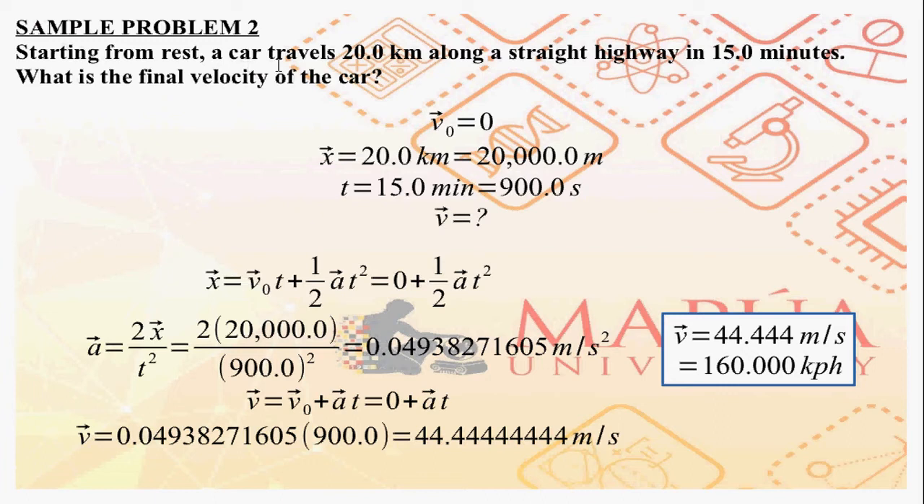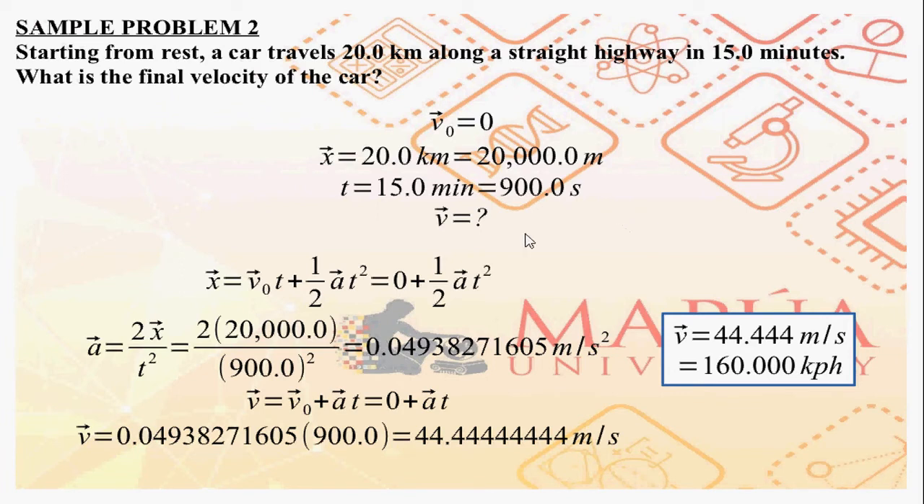Clearly, the car moved. It traveled 20 kilometers. So even though its initial velocity is 0, for it to travel 20 kilometers, the velocity of the object must change. So there is rate of change of velocity, there is acceleration of the object. And you have final velocity that may be different from the initial velocity because there is rate of change of velocity.